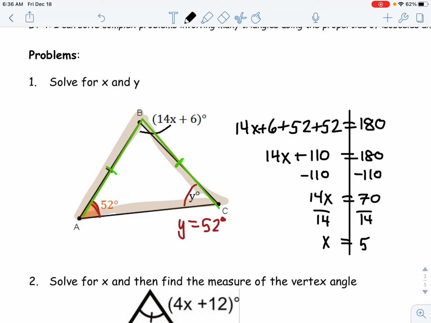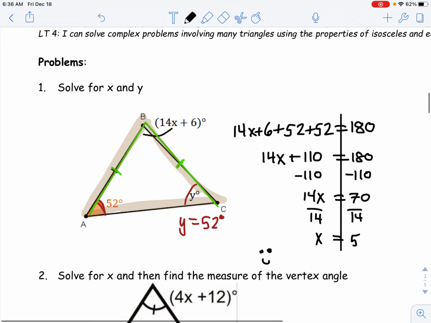All right, that's it. Use the base angles theorem. Y is easily 52. Then you use the triangle sum theorem and say all the angles add up to 180 and find x. All right, a little smiley face, so happy.